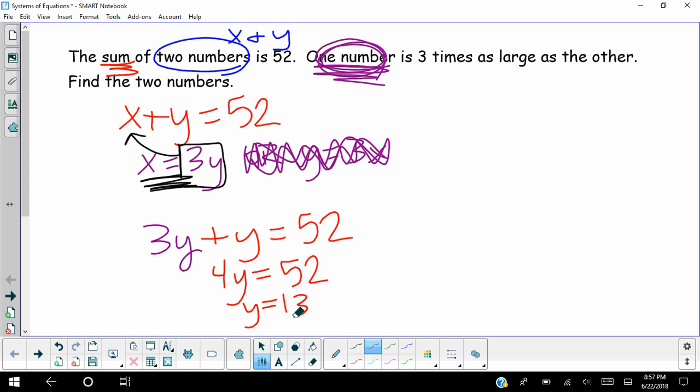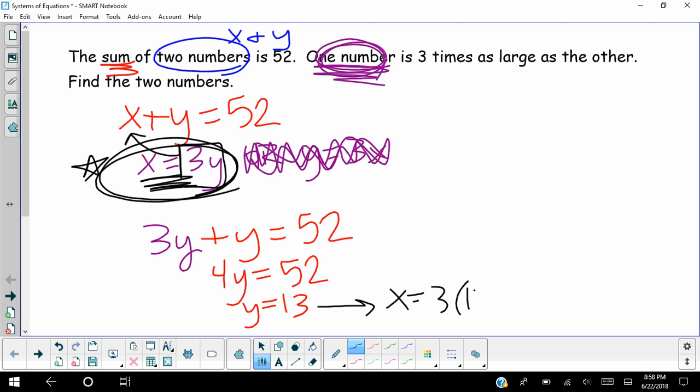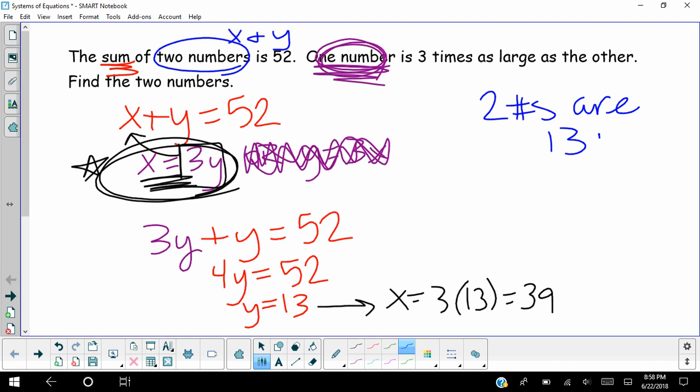Well, if y is equal to 13, then I can come back up here to what x was equal to. So x is equal to 3 times 13, which is 39. So the two numbers are 13 and 39. And you can see that 39 is 3 times as large as 13, and you can add them together and double check that you get 52.